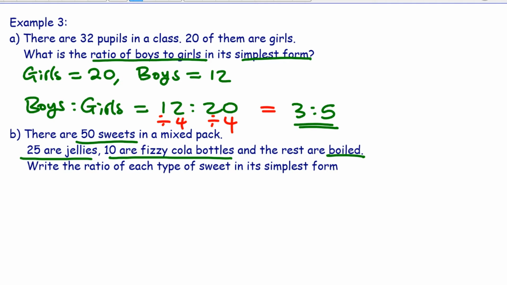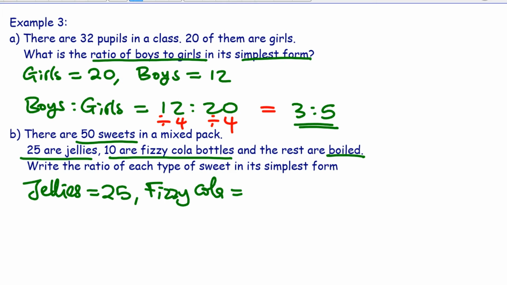So let's first of all find out how many jellies we have. So jellies, we have 25. Fizzy bottles, we have 10. Boiled, we have to find that, but you know, 25 plus 10 will be 35. So 50 minus 35 will be 15. So which means those will be 15.